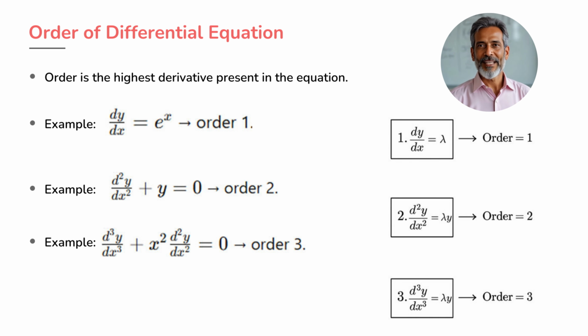Example 2. d squared y by dx squared plus y equals 0. Here, the highest derivative is second order, so order is 2. Example 3. d cubed y by dx cubed plus x squared into d squared y by dx squared equals 0. The highest derivative is third order, so order is 3. So the rule is simple. The bigger the derivative, the bigger the order.